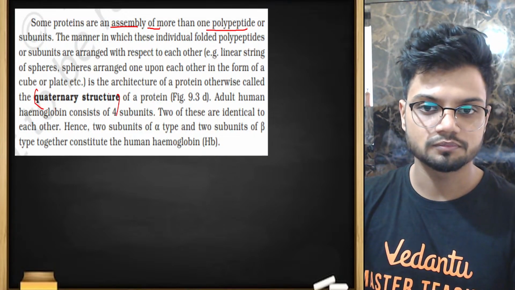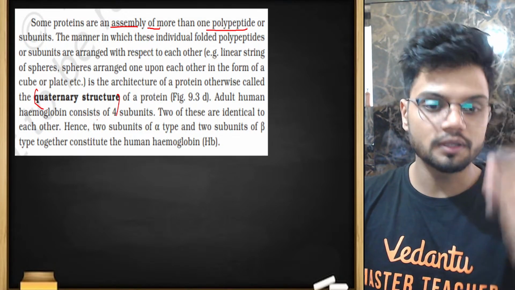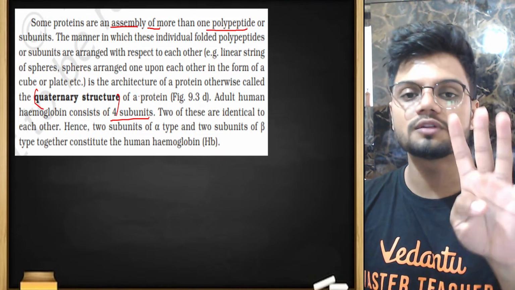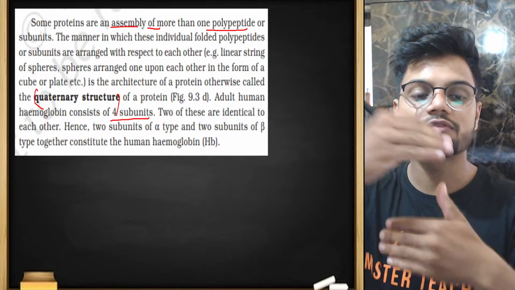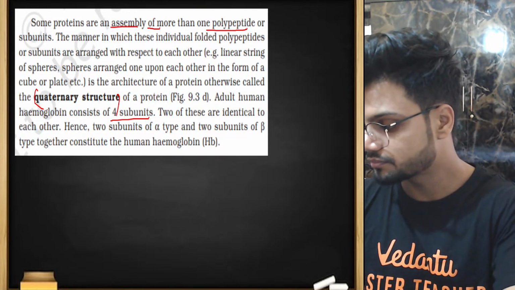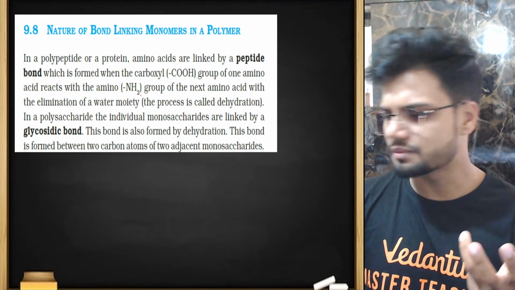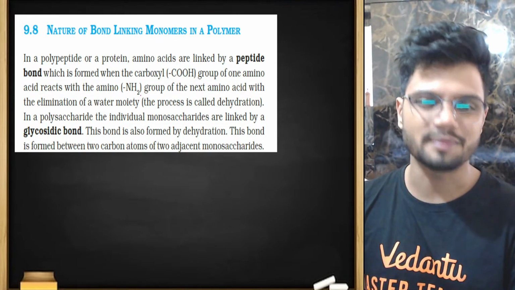Quaternary structure. Adult hemoglobin consists of four subunits, 2 alpha and 2 beta. So four different chains are coming together and forming the quaternary structure. Now I'll tell you something called the nature of bond. Which type of bond is present basically?